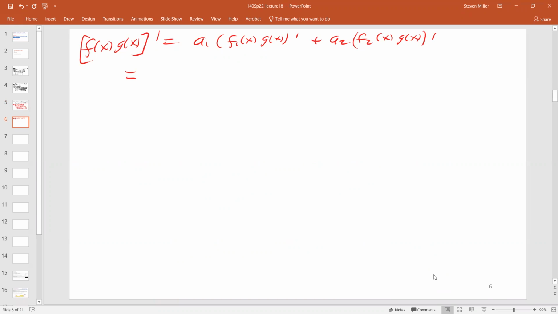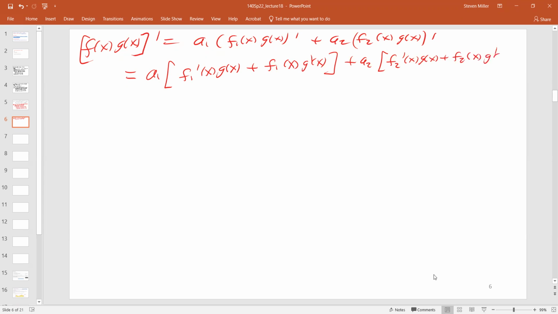I'm not saying that it's in P. P is the set of functions such that if you take any two things in P, their product satisfies the conjectured product rule. The product rule works for f1 times g. So this means that this has to be a1 times f1 prime of x g of x plus f1 of x g prime of x, plus a2 f2 prime of x g of x plus f2 of x g prime of x.